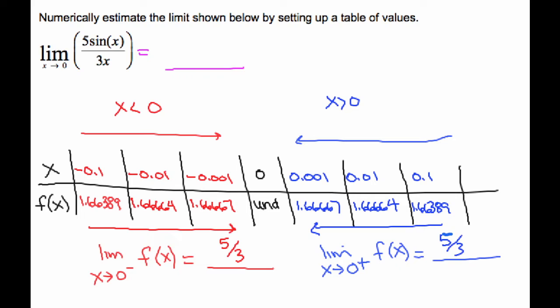So I'm going to ask myself, is my left-hand limit equal to my right-hand limit? And it is. So my two-sided limit as x approaches 0 of 5 sine x over 3x is 5/3.